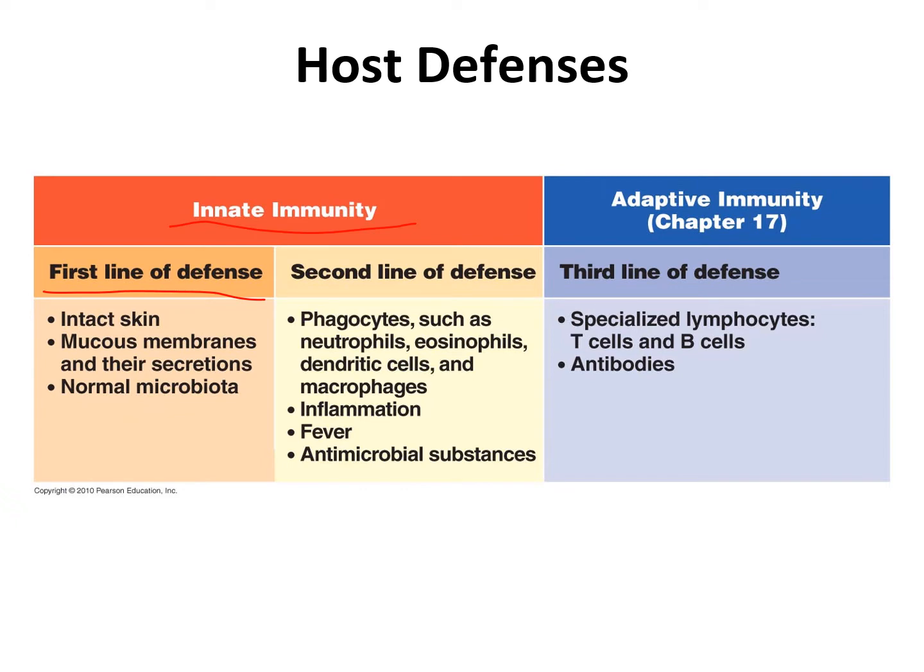Your innate immune response also involves your second line of defense. So this occurs once the microbes have gotten past your first line and they have entered into your tissues. And this involves reactions from phagocytic white blood cells, inflammation, fever, interferon, and complement. Now, Chapter 17 is about the other part of your immune response, which is the adaptive immune response.